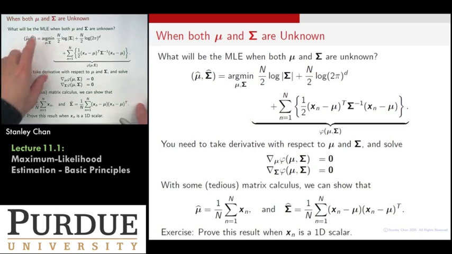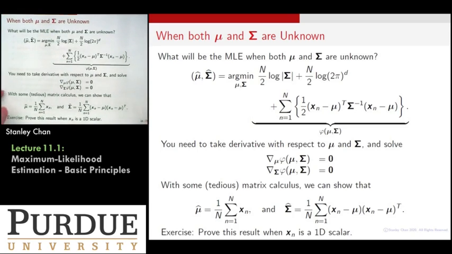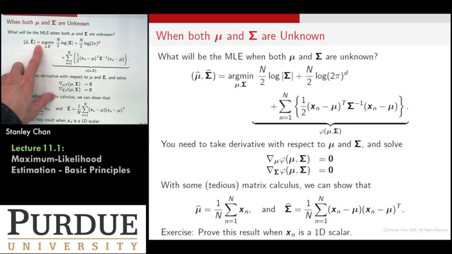Now, if both mu and sigma are unknown, then you have a little bit more interesting game to play. Then you need to take the derivative with respect to mu and with respect to sigma simultaneously, and I want to highlight this word. It's not a very welcome word, but it's doable. It's just a little bit more tedious. And then if you do that, you can show that the mean vector mu hat will equal this sample mean, and the covariance matrix will equal this empirical covariance matrix.